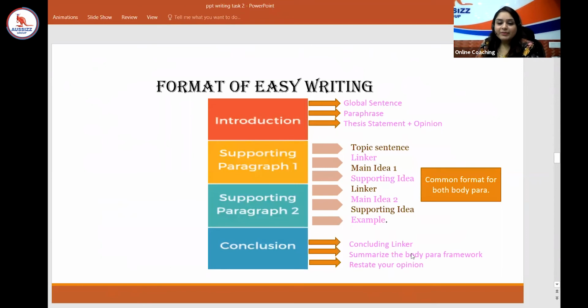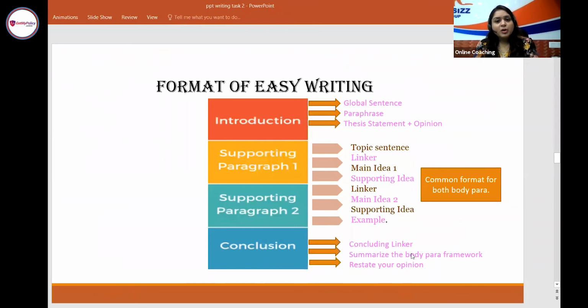For example, if I'm the examiner and you're writing a problems and solutions topic, how would I understand that you are writing the problems in your body paragraph 1? Maybe you write the solution first, and many students make these errors. The examiner should understand your view clearly. It should not be vague.